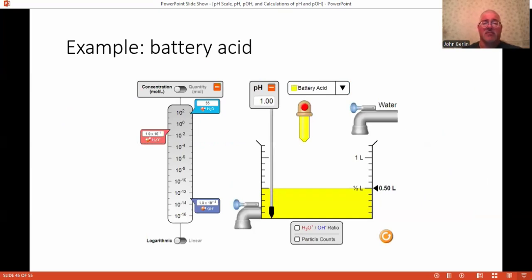All right. Example, battery acid. So for this one here, do the samples like I told you before, get them in there, and record the concentration on the table, both the H3O plus and the OH minus, okay?